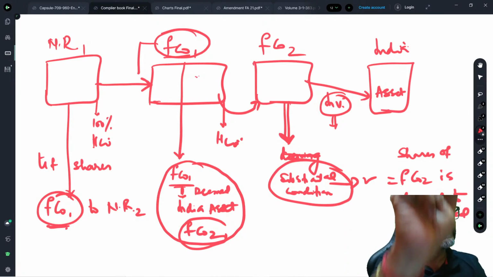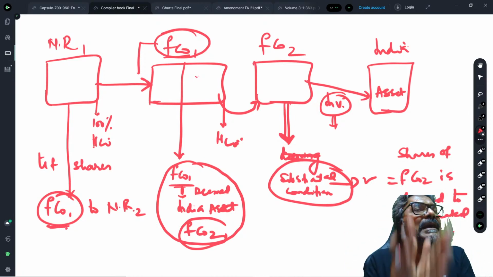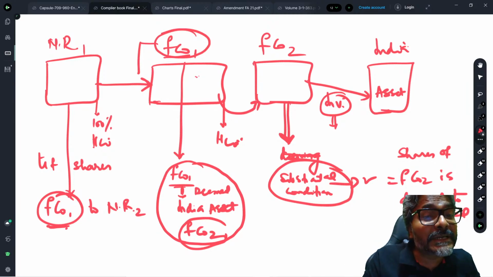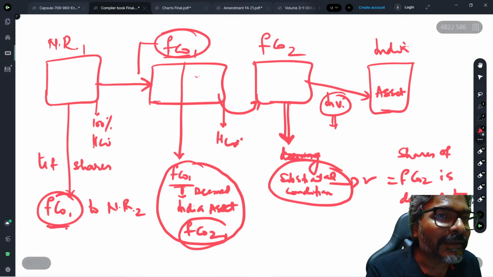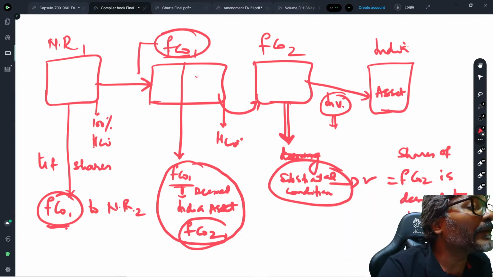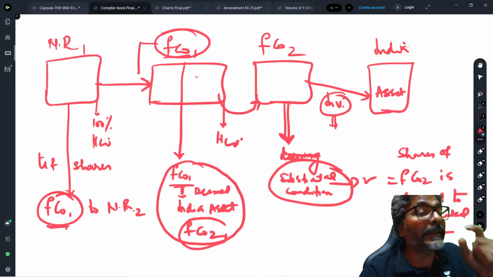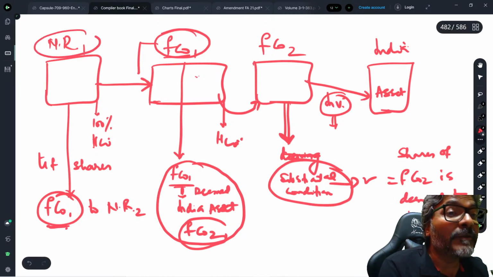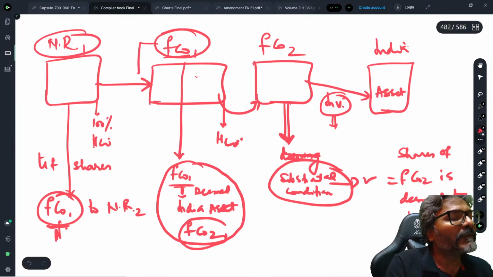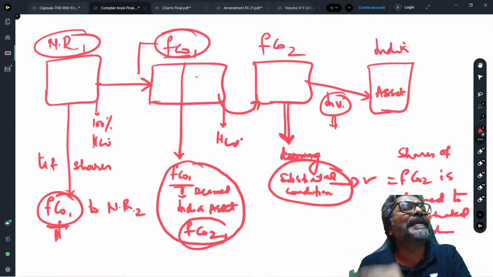If you say yes, sir, the shares of FCO 1 derive their value substantially from the deemed Indian asset, which is FCO 2, then even FCO 1 will be deemed to be situated in India. Even the shares of FCO 1 will be deemed to be situated in India. And accordingly, this NR1 will be said to have transferred the shares of FCO 1, which is nothing but a deemed Indian asset as well.